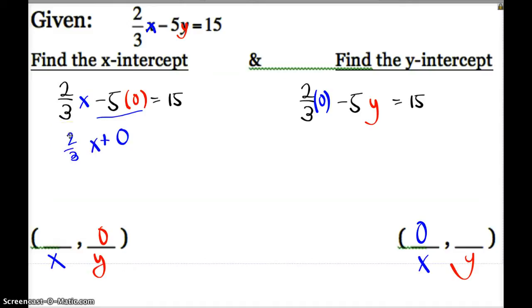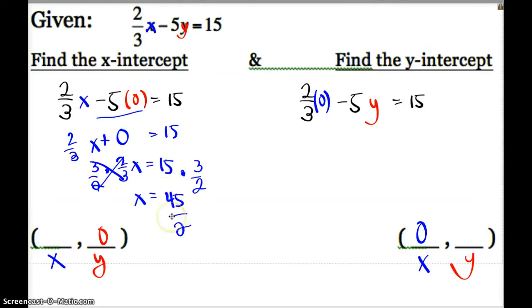2/3 x plus 0 equals 15. So 2/3 x equals 15. Multiply this side by the reciprocal, 3 over 2. Multiply this side by the reciprocal. So these will cancel, and these will cancel, and all I have is an x. On this side, I have 15 times 3, which is 45 divided by 2. Fractions are your friends.